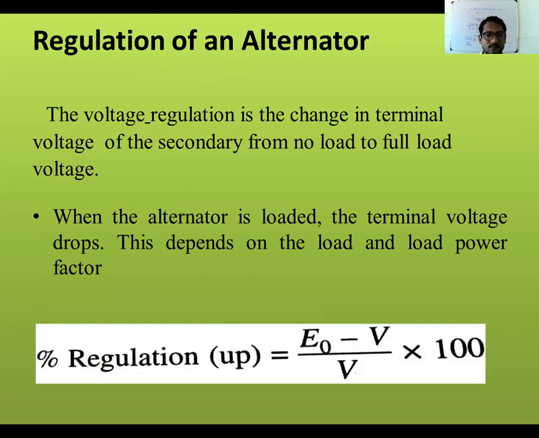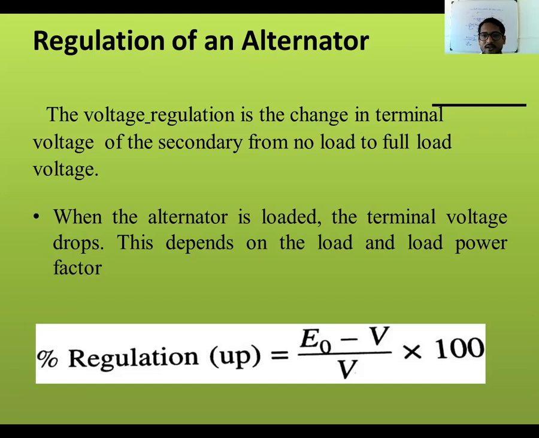Then, regulation of the alternator. The voltage regulation is the change in the terminal voltage from no load to full load. That means E0 is the no load voltage, whereas V is the full load voltage. E0 minus V upon V is the formula for the regulation.